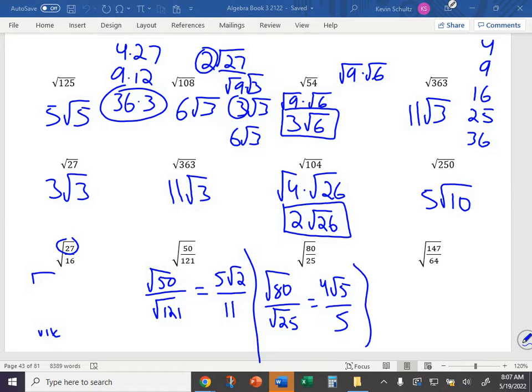The next one, last one here, root 147 over root 64. Again, that denominator is a perfect square, gives us 8. And root 147 simplifies to be, something I haven't heard from yet today, perhaps. Noah. 7 to the square root of 3. So 49 times 3 is the factor pair. Root 49 is 7, so 7 root 3 over 8. Okay.